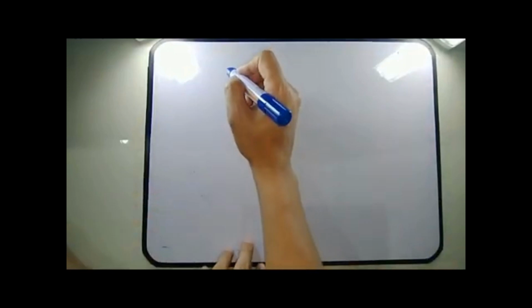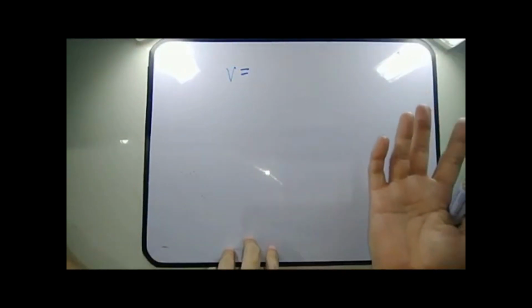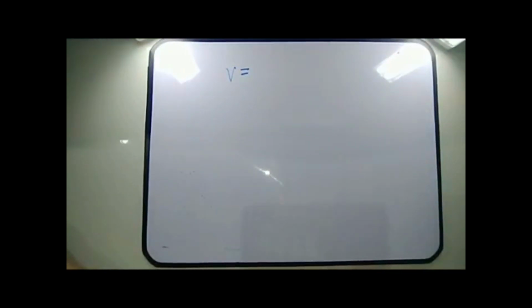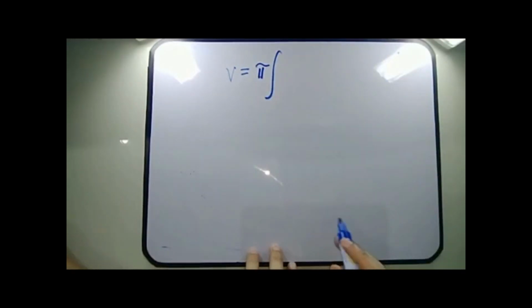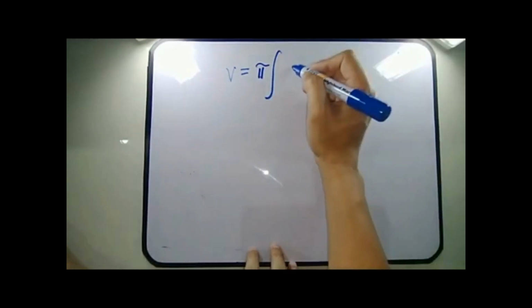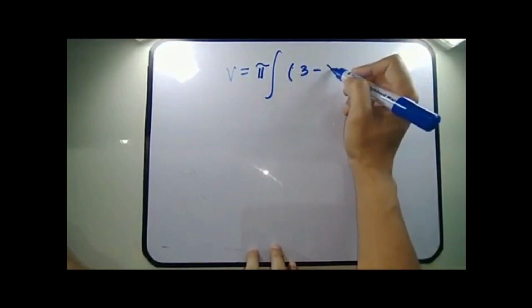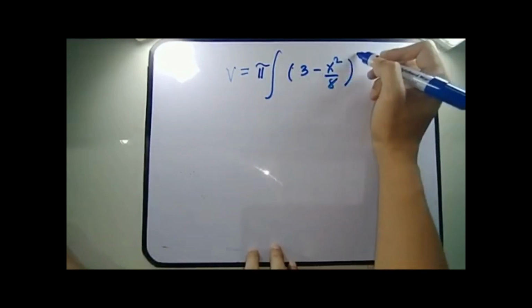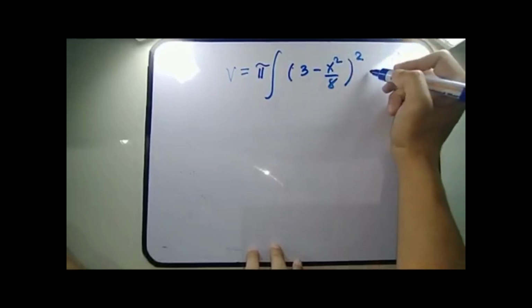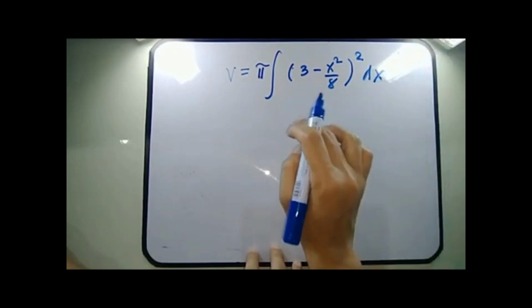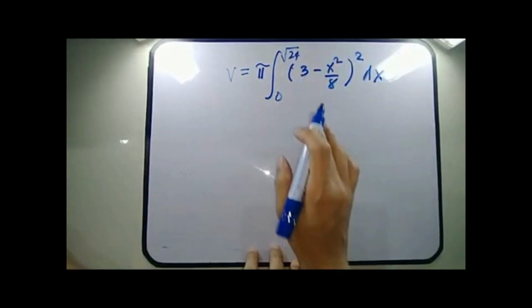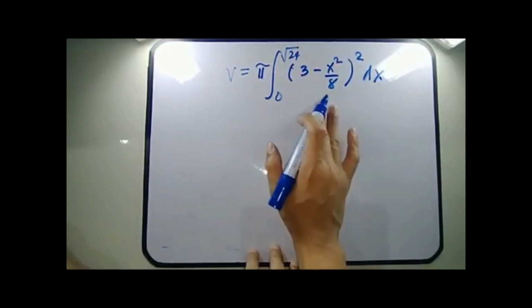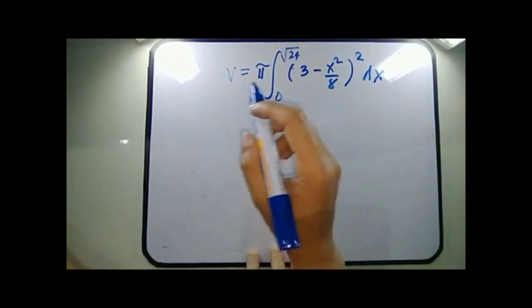If your volume equals, in the board exam, guys, directly input it in the calculator once we have the expression of the integral. So, volume equals pi integral of y upper minus y lower. So, this will be 3 minus x squared all over 8, squared. Then we have differential of x. Then our limit is from 0 to the square root of 24. So, guys, once we get this, it is automatic on the calculator. But here, we still solve it.